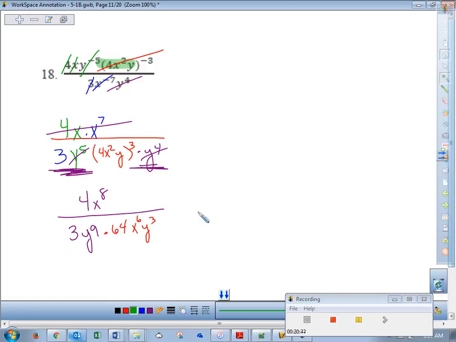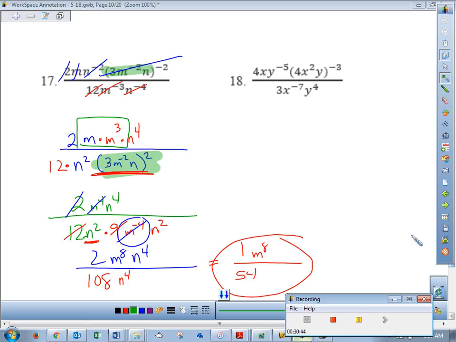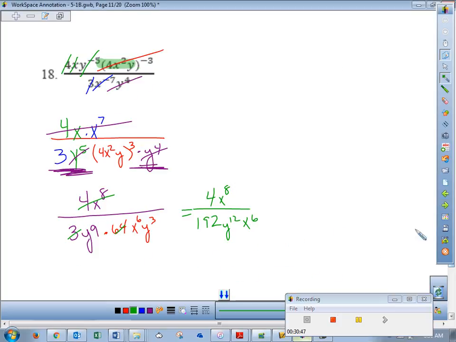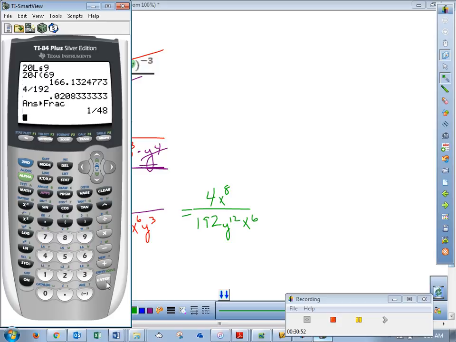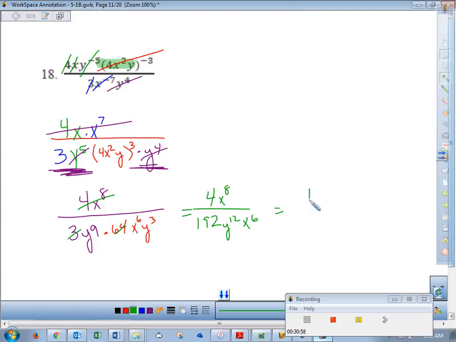Then final cleanup, I should say final cleanup, but another cleanup. 4x to the 8th. Need a calculator. So I'm going to do 4 over 192 in my calculator. 4 divided by 192. Hit math enter, enter. See if that's simplified to 1/48. X's, there's 2 more up. And Y's, there are 12 down.